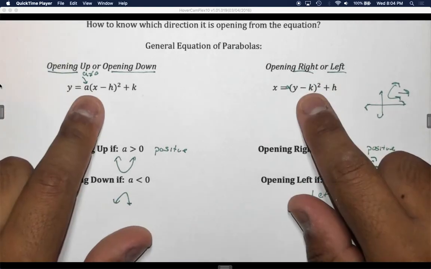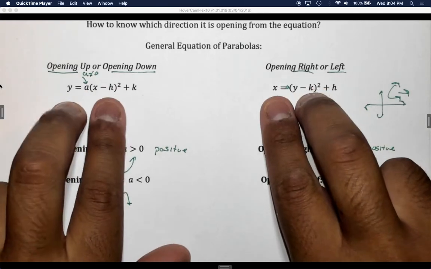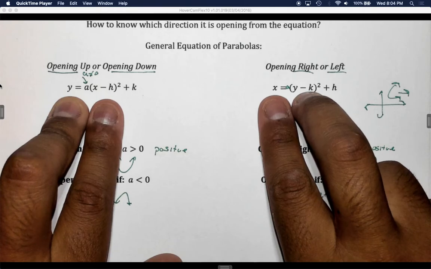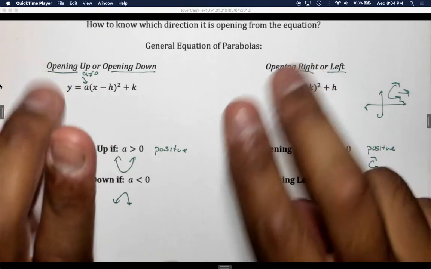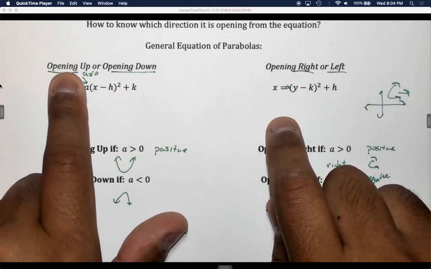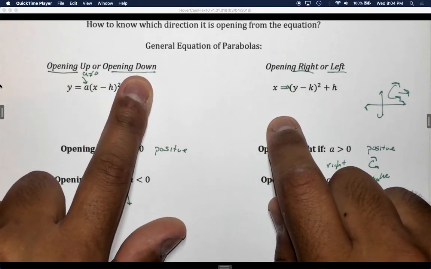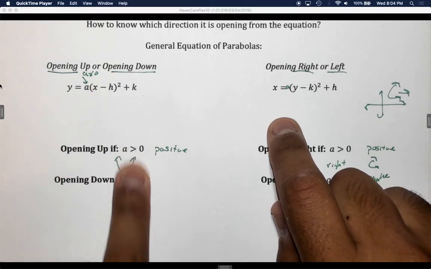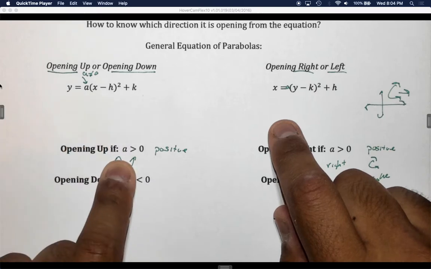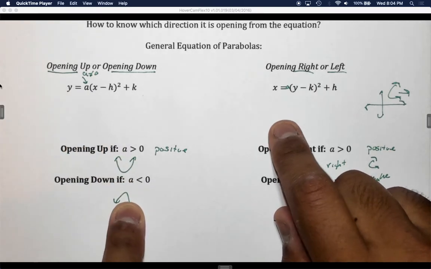I want you to be able to look at an equation. I want you to look at the x and the y. I want you to be able to recognize which one is getting squared. Are my x's getting squared or my y's? If your x's are getting squared, that means you have an up or a down. To know whether it's going up or down, you need to know if the a is positive or negative, that means the number in front of the x. If it's positive, it's up. If it's negative, it's down.